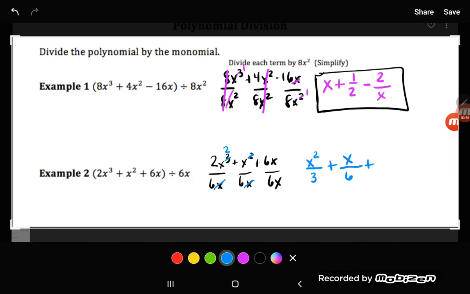Very important step. Plus, the last thing you see is 6x divided by 6x. This simply simplifies to 1. In my answer, is it important that I have that 1? Absolutely, because 6x divided by 6x is 1. So your final answer will be x squared divided by 3 plus x divided by 6, or either x over 6 plus 1.